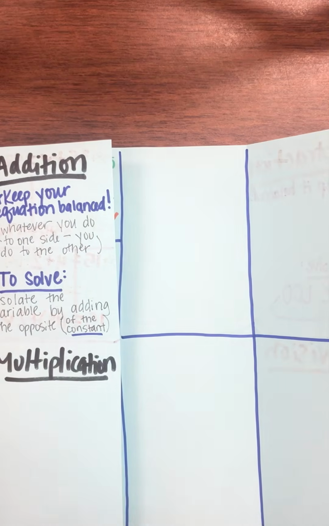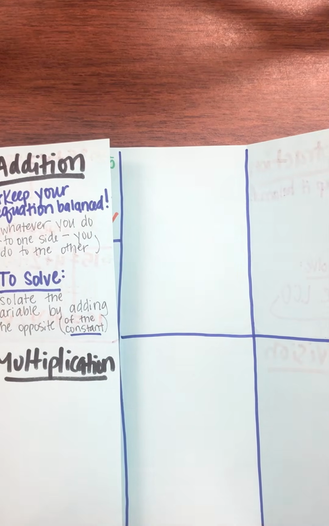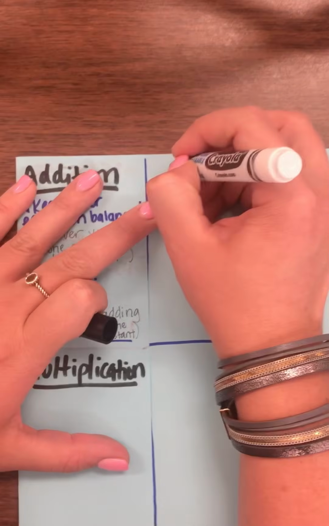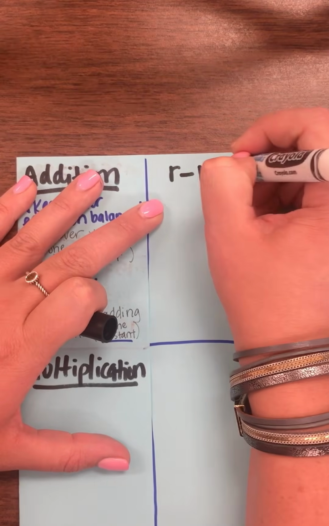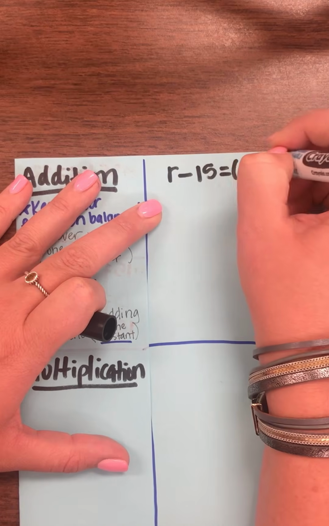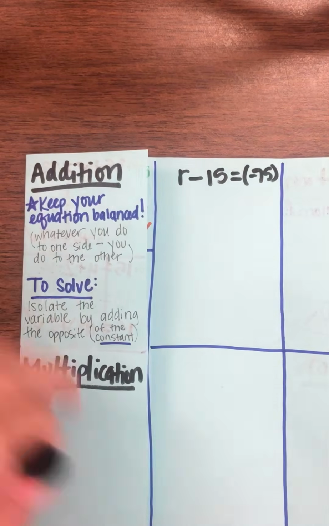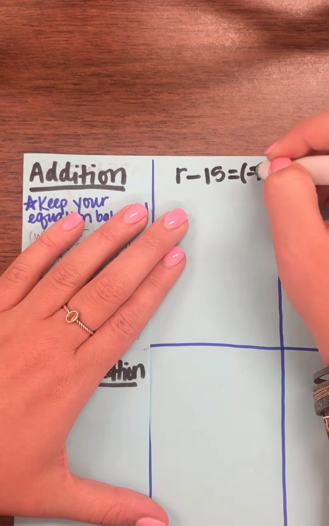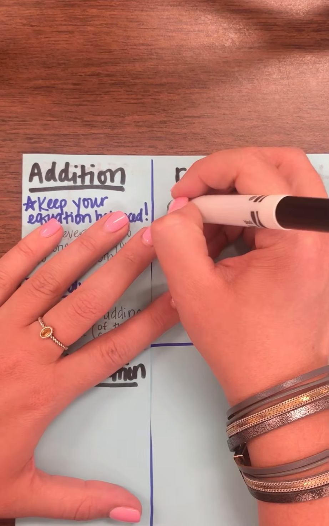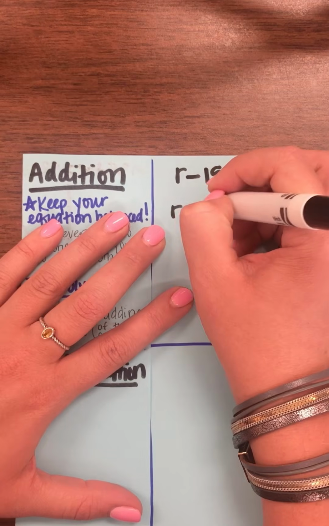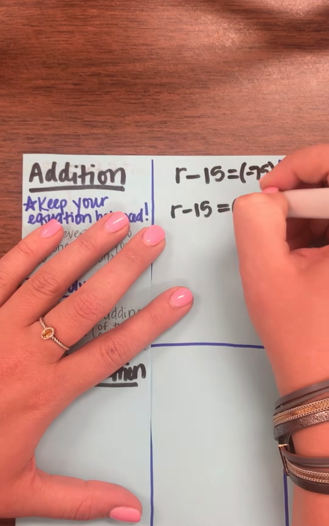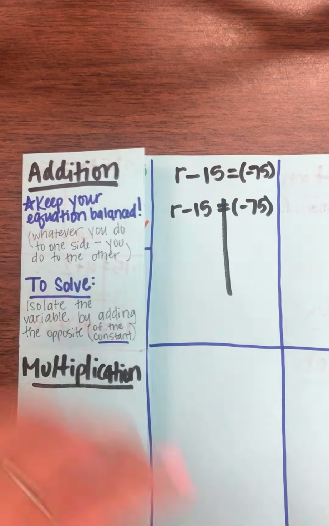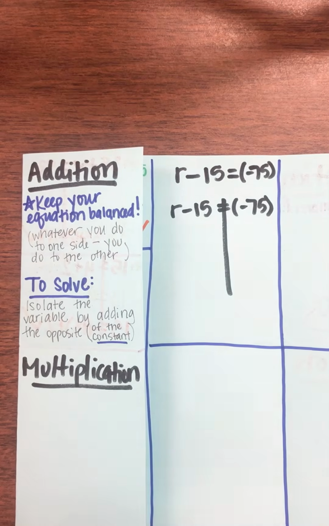So let's say we have an equation that says r minus 15 equals negative 75. The reason I'm putting that negative 75 in parentheses is so that we can see that it actually is a negative, okay? So I'm gonna rewrite this so that we'll see the original problem. r minus 15 equals negative 75. I'm gonna draw my line. The very first thing that we're gonna do with this is to use LCO.